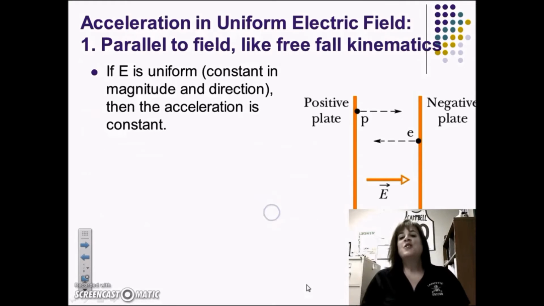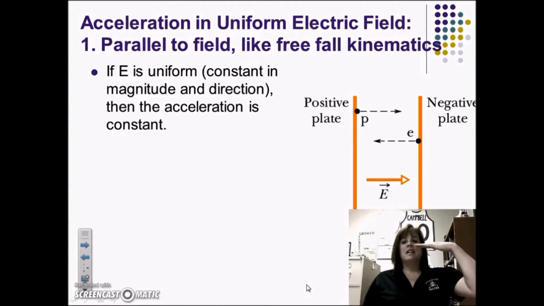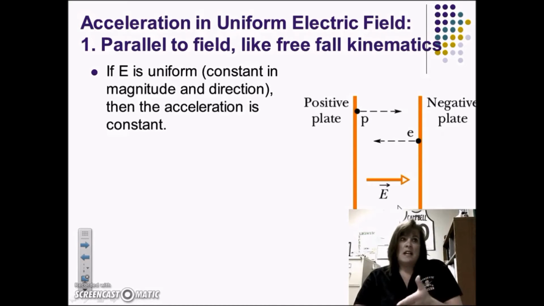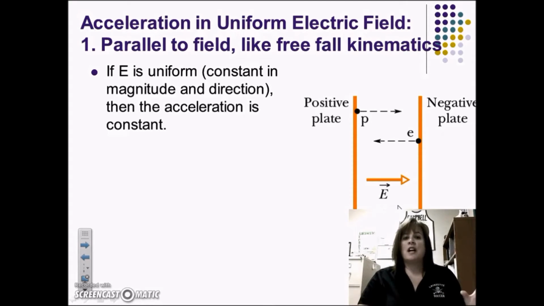So first let's take a look at a charged particle that we put in the field, and it starts to move parallel to the field. This is kind of like free fall, because the direction of the force is in the same direction as the motion of the particle. So if we look at our uniform electric field here, which means it's constant in magnitude and direction, that means that the acceleration is constant, right? Because force is E times q, and then if force is equal to ma, then all of those are constants. And we can use kinematics.